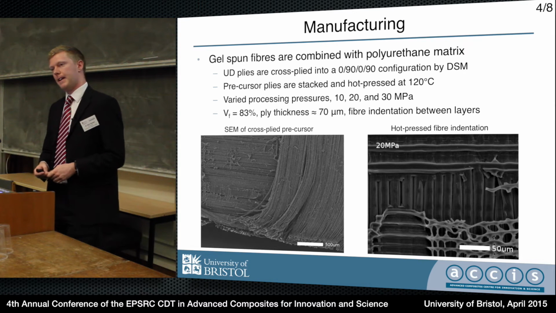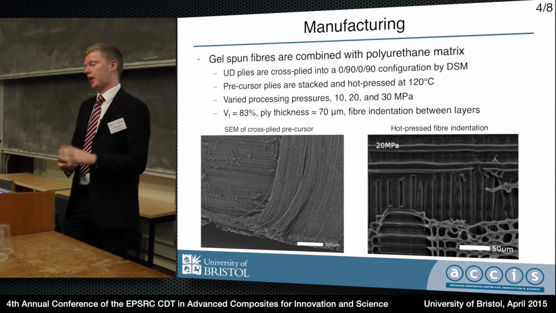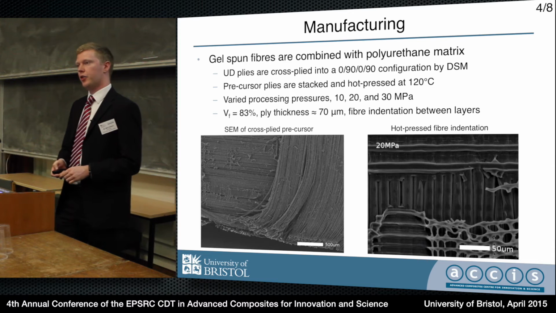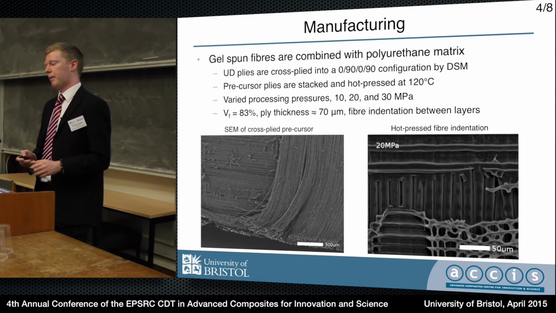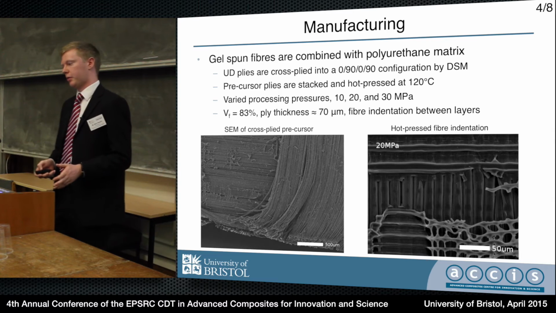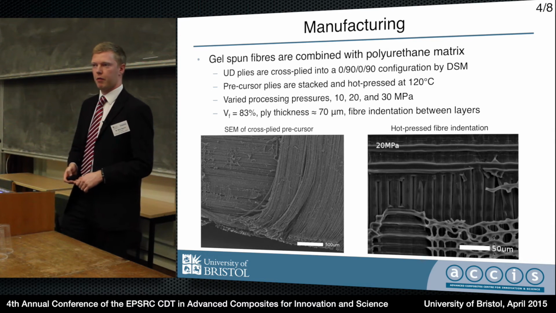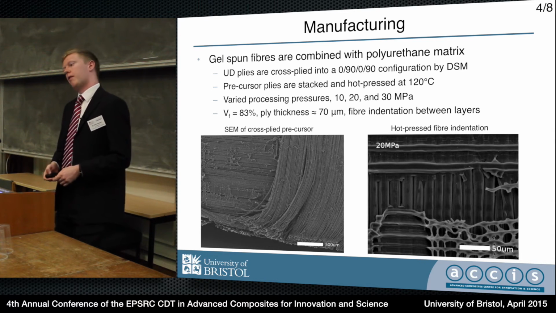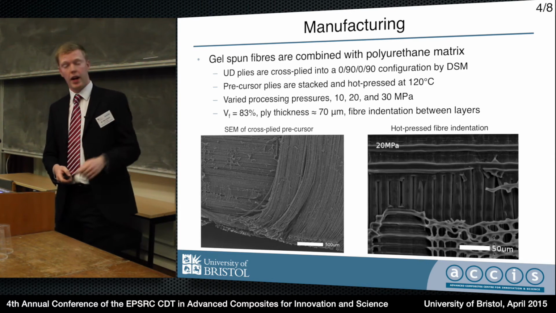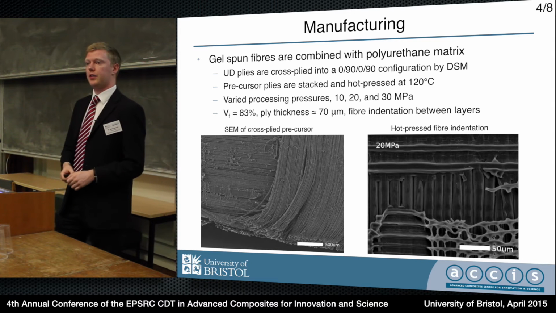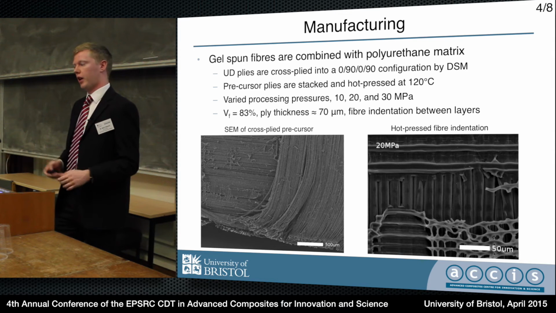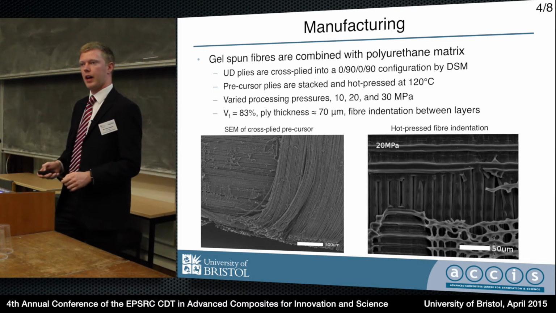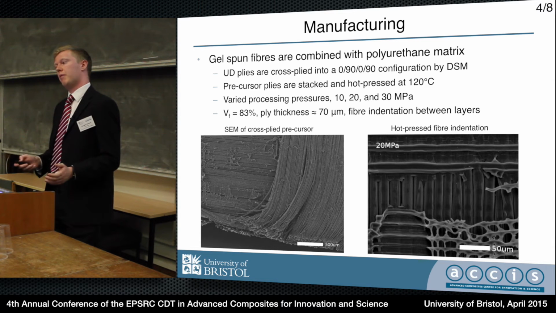I then hot press these together, or lay them up and stack them and hot press them in a group at about 120 degrees C at 10 megapascals, 20 megapascals, and 30 megapascals pressure. And in the end, I get a volume fraction of about 83% of fibers with a ply thickness of about 70 microns. One interesting thing I saw in the SEM was that I got some fiber indentation, which you can see on the right-hand side between the layers due to the hot pressing. So that's why I investigated the different processing pressures to see if that had an effect on any of my material parameters.